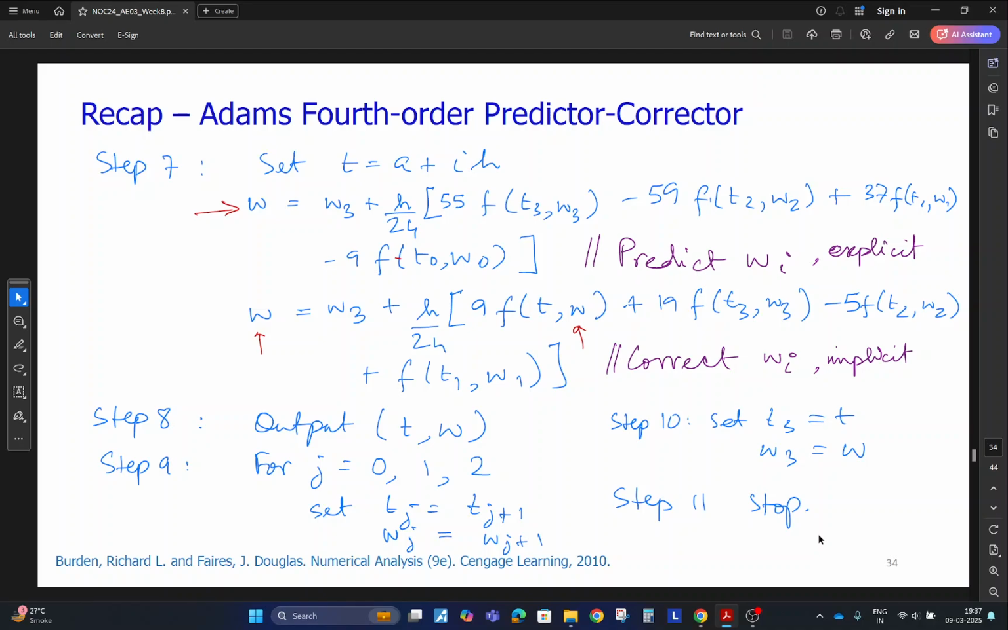We set t equals a plus ih, that is the incremental time step. W is approximated as W3 plus h by 24 times 55 into value of the function at t3 comma W3 minus 59 times value of the function at t2 comma W2 plus 37 times value of the function at t1 comma W1 minus 9 times value of the function at t0 comma W0. That is, we are using an explicit formulation to predict the value of W at the current time step.